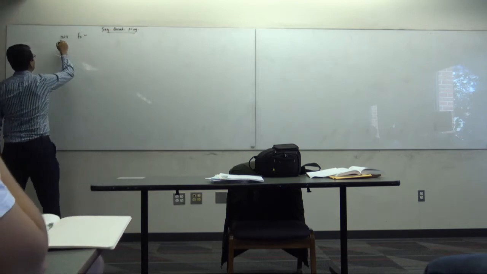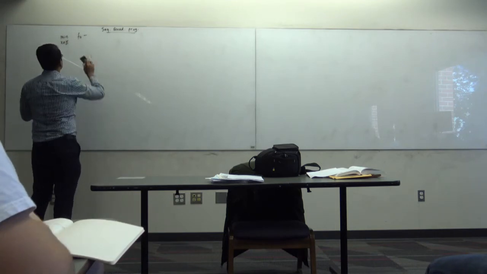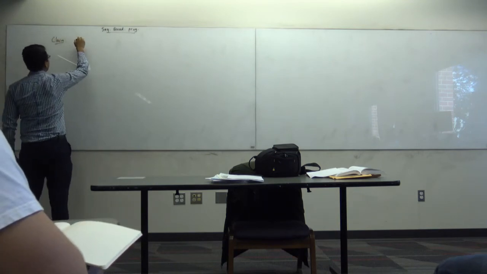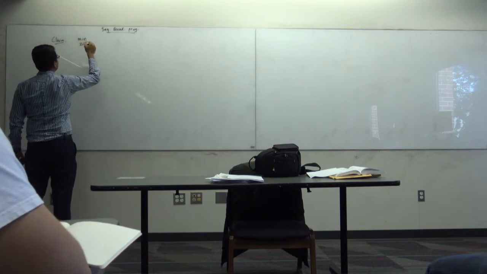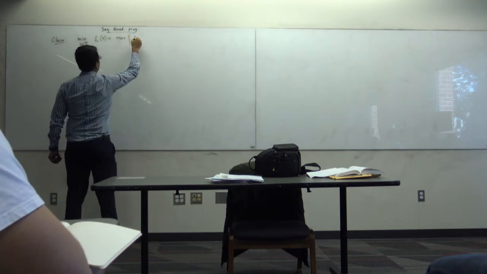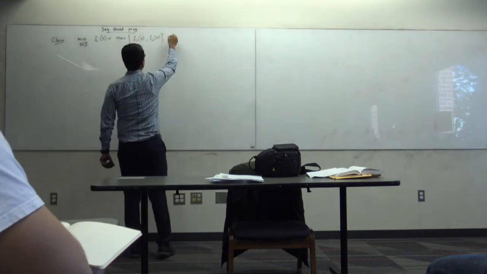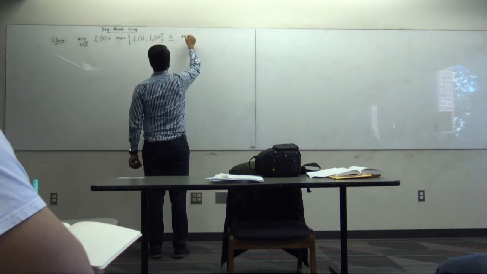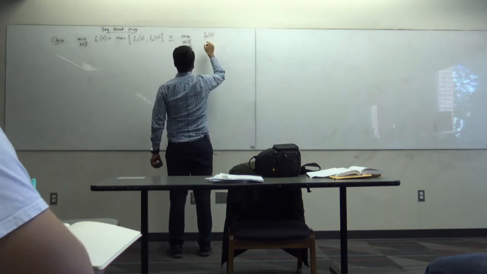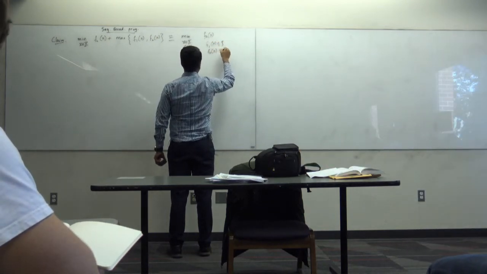So I have this problem, minimize x in capital X. Let me write it as a claim. I want to solve the following problem. Minimize x in X, F naught of x plus max of f1 of x, f2 of x, is equivalent to minimize x in X, c in R, f0 of x such that f1 of x less than equal to c, f2 of x less than equal to c.